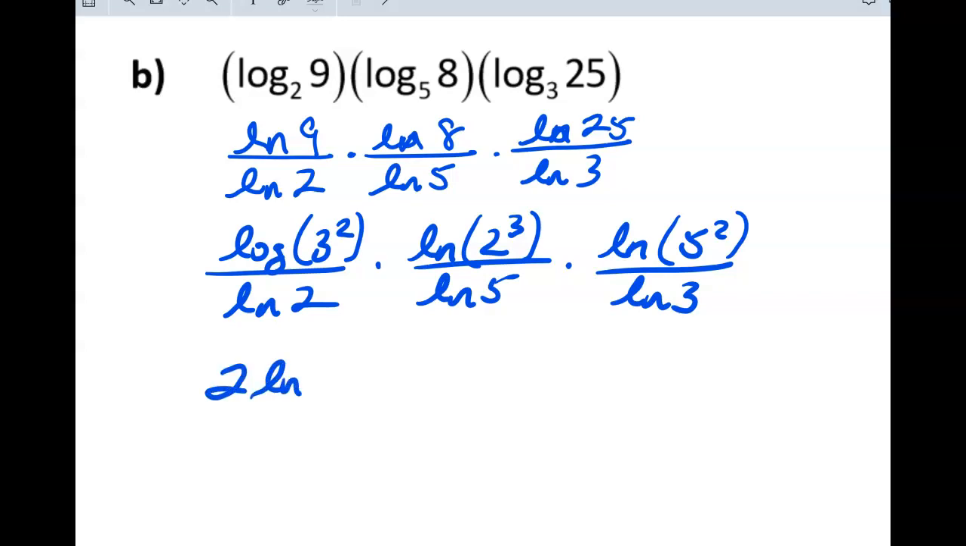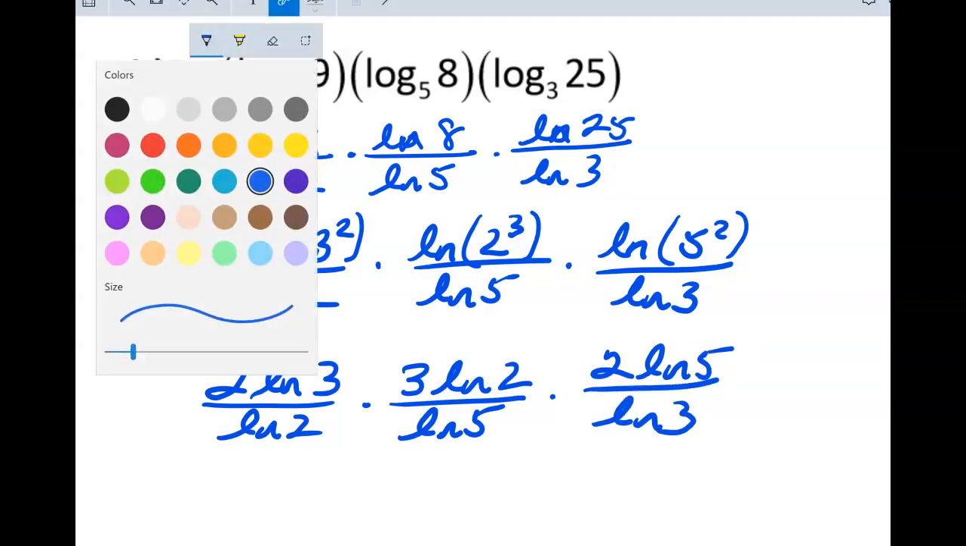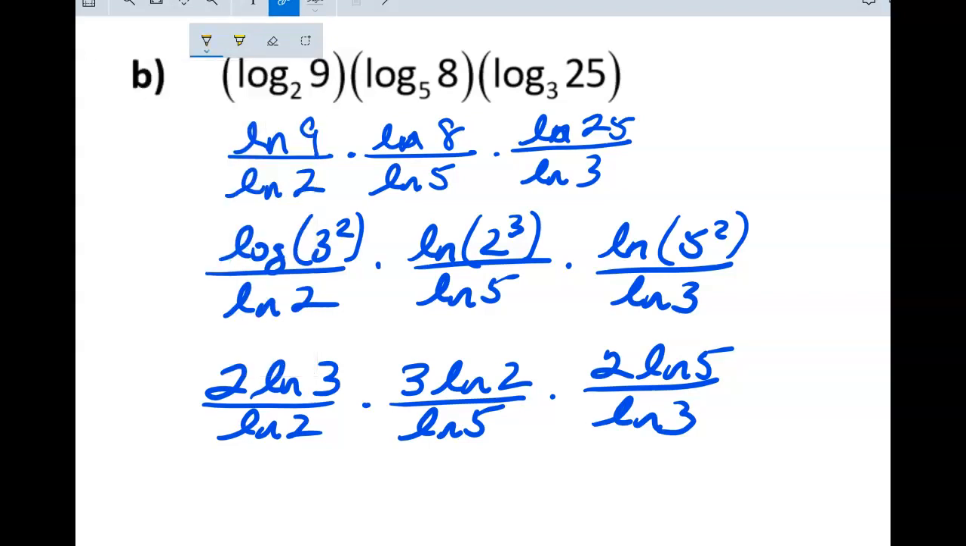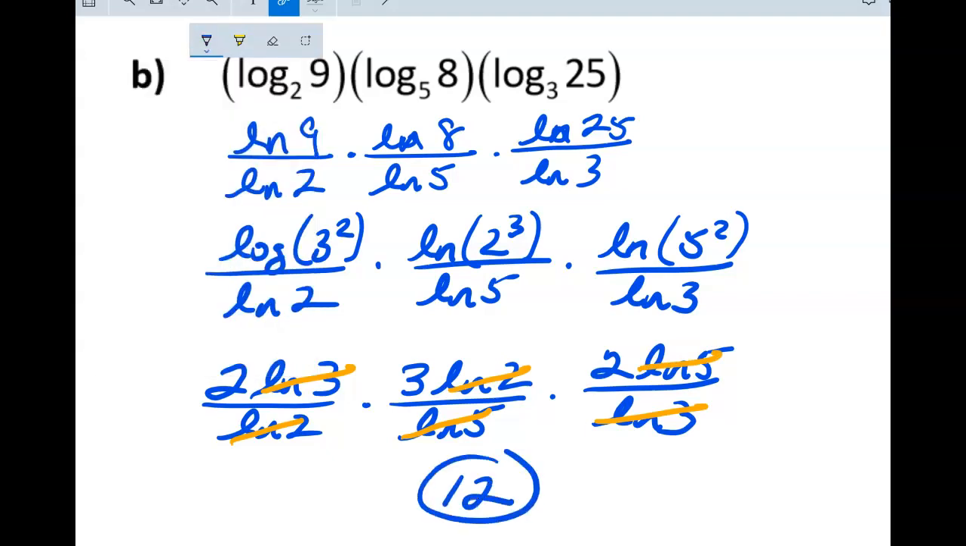We have 2 times the natural log of 3 over the natural log of 2 times 3 times the natural log of 2 over the natural log of 5 times 2 times the natural log of 5 over the natural log of 3. Now we're going to have some logs to cancel. Natural log of 3, natural log of 2, and natural log of 5. That leaves us with 2 times 3 times 2 is 12.